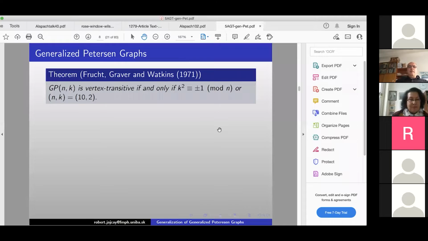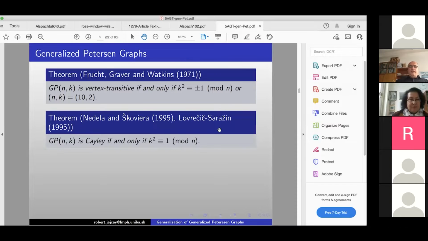Let me just very briefly go over the results for generalized Petersen graphs, because it's good to keep these in mind when one goes to further generalizations. Already Frucht, Graver, and Watkins in 1971 determined which of the generalized Petersen graphs are vertex transitive, and it's if and only if k squared, the second parameter, is plus or minus 1 mod n, or there is one exceptional one, the dodecahedron. This is known, and so it's very easy. If you get a pair of numbers, you immediately know whether the graph is vertex transitive or not. All you have to do is square the second parameter k.